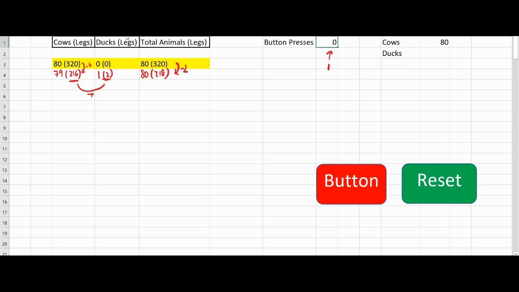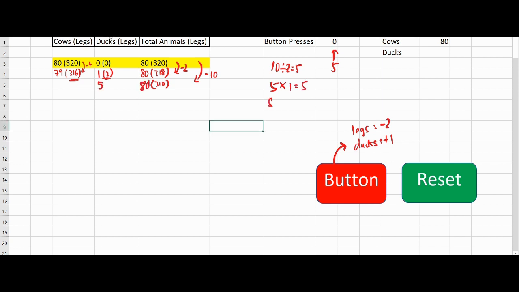From our starting point, we need to decrease the legs by 10 because 320 minus 310 is 10. So we need to press the button 5 times because 10 divided by 2 is 5. Remember that we get 1 duck every time we press the button. So if we press the button 5 times, this means that we will get 5 ducks. The total number of animals is 80, so that means we must have 75 cows, because 80 minus 5 is 75, and that's our answer. We can easily double check the answer by just adding up the legs and making sure that it is 310.